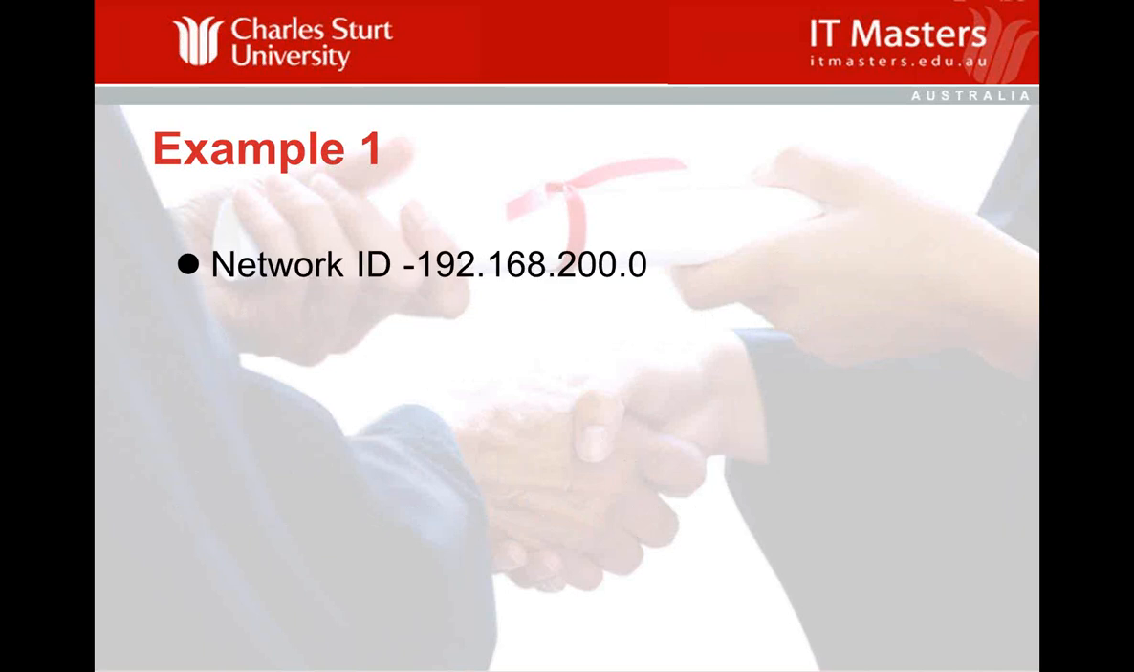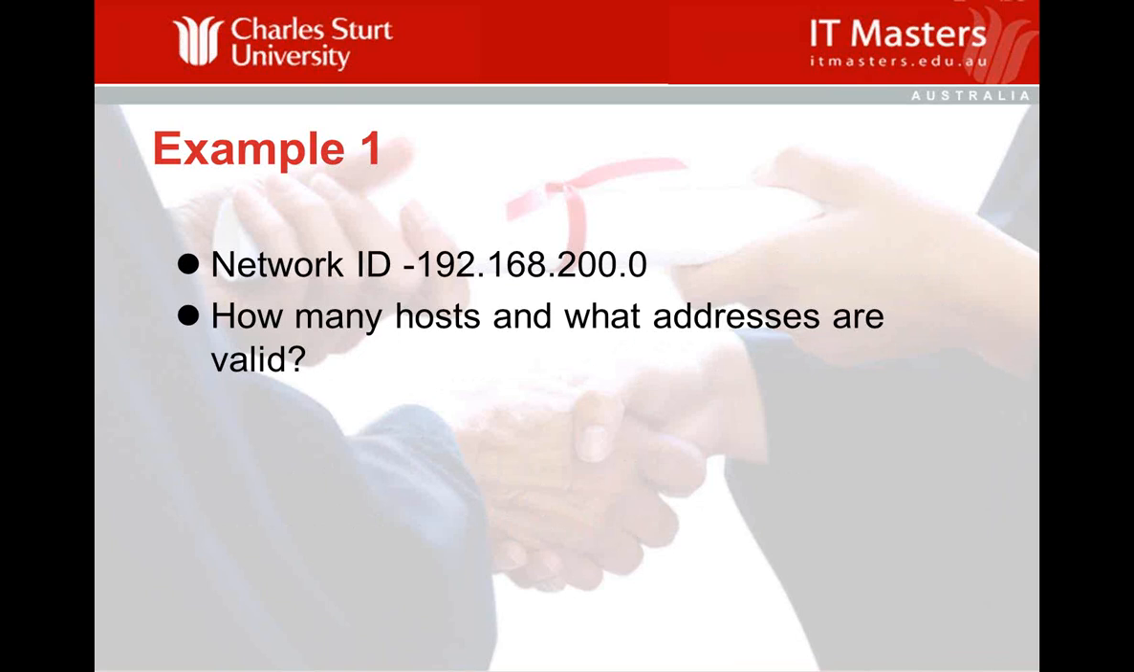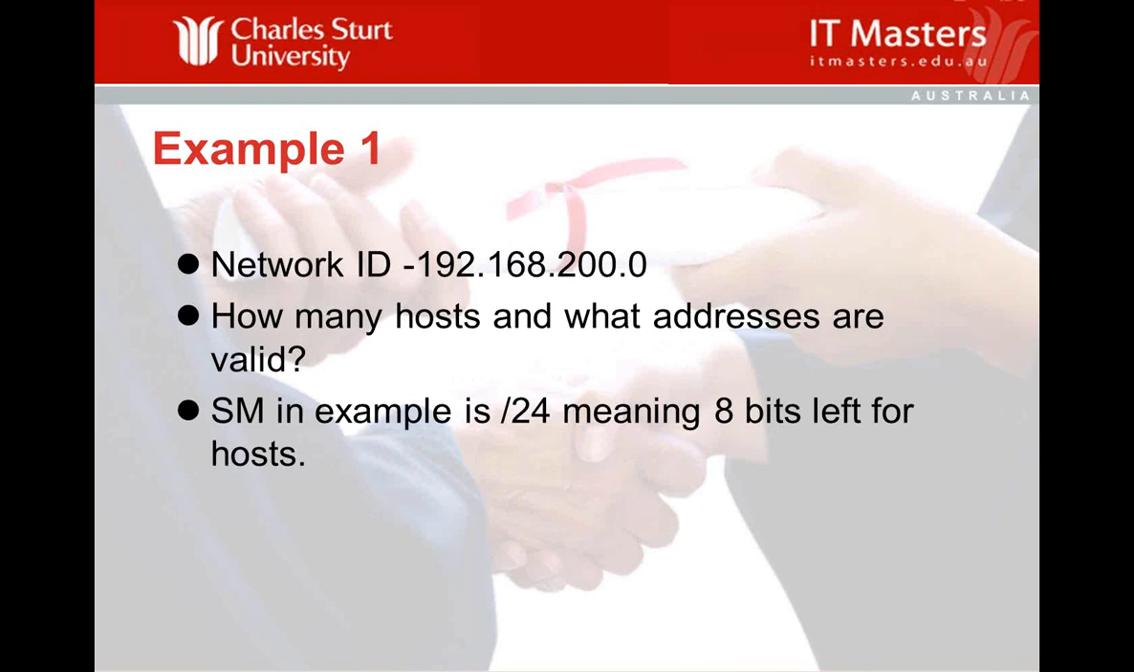Okay, so moving on. Network ID 192.168.200.0. How many hosts and what addresses are valid? Okay, so this is the second part of our question. And again, the first question we answered was, what's a network, what's a host? You may get that sort of question on the exam. This one, how many hosts and what addresses are valid? You will also get this sort of question as well.